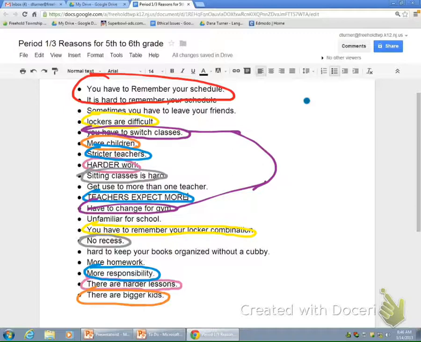Routines. So to me, this whole "lockers are difficult," I would classify that as one reason that's really hard: there are new routines to get used to. So sometimes, it almost seems like in your reasons, these are not really reasons. What are they actually? Statements? Nope. They're not reasons. They're examples. So, like, there are new routines.